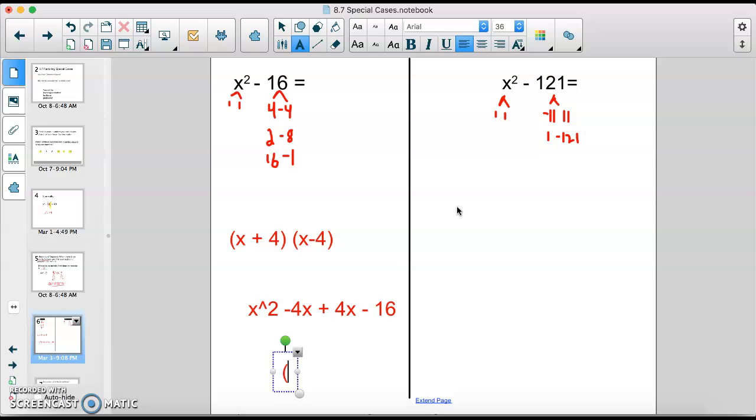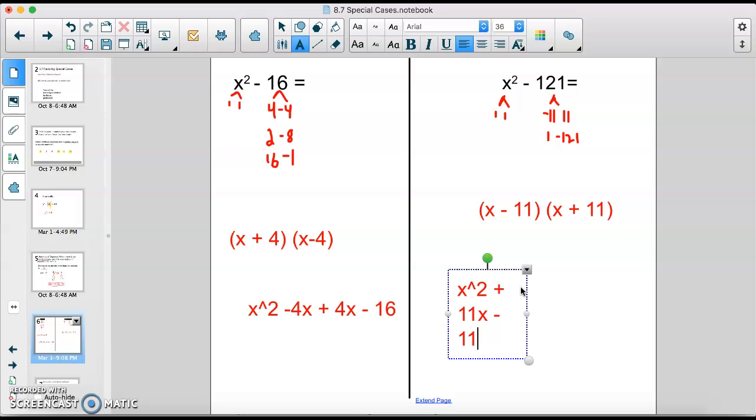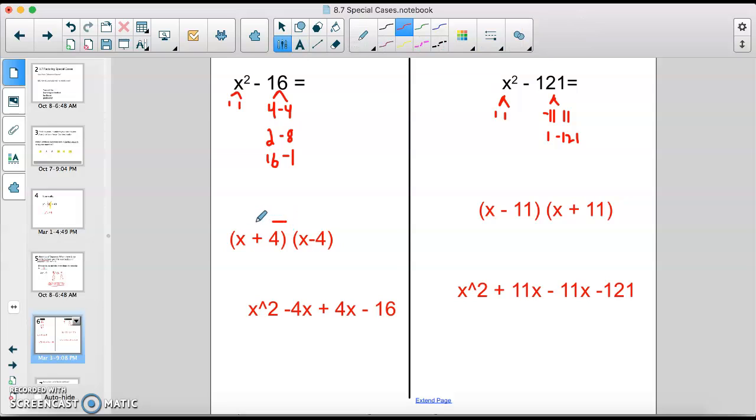So same thing over here. If I do my first test, on the second one, it would be x minus 11, x plus 11. You can put a 1 in front if you want. If I test that, I'd get x squared plus 11x minus 11x minus 121. And checking that, plus 11x minus 11x gives me 0. So these are both my correct answers for these ones.